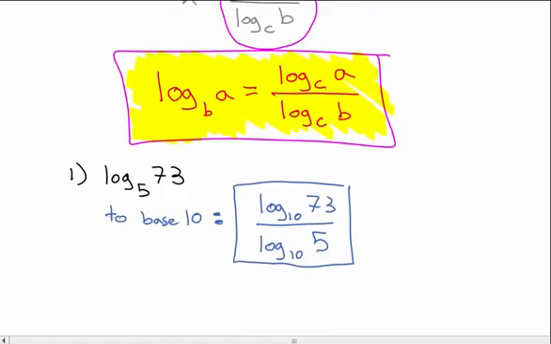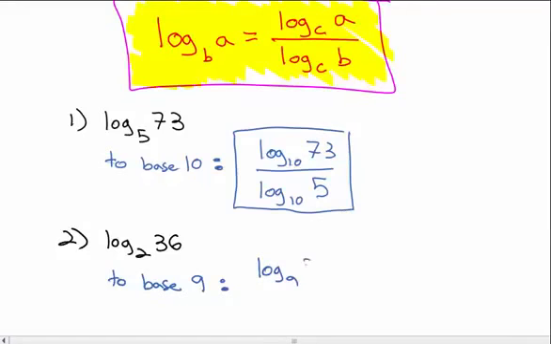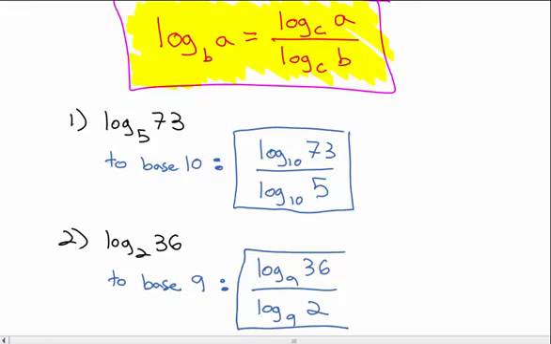Let's do one more example where we see this happen. Let's take log base 2 of 36, and we're going to convert it to base 9, just for kicks. Well, we would now have a log base 9 of the stuff inside, of the 36, and we would divide by log base 9 of the base of 2. And this would have the exact same value. That changes the base on the log.